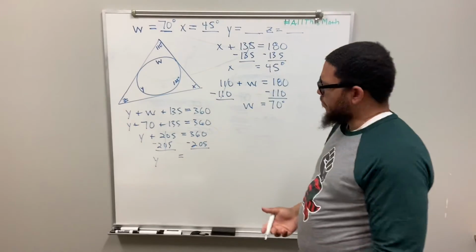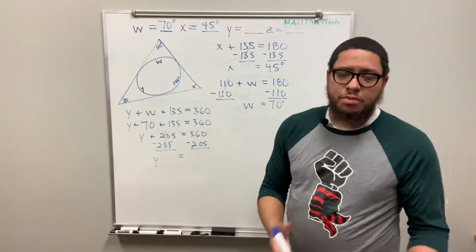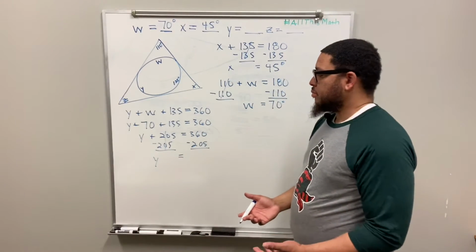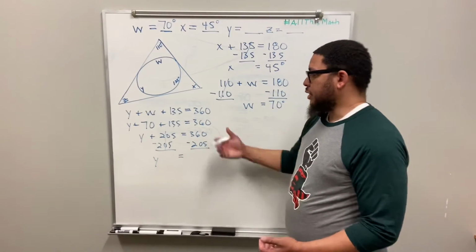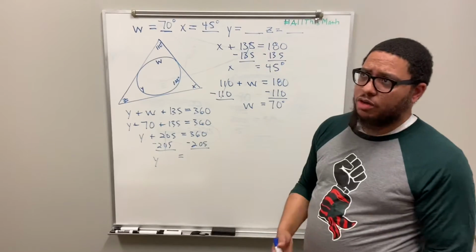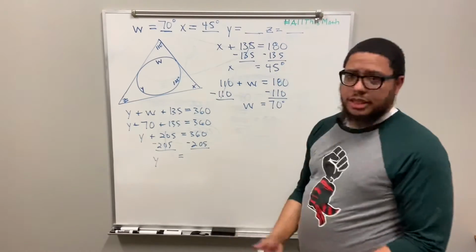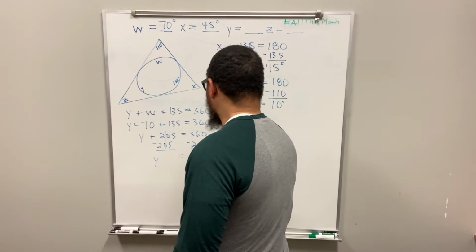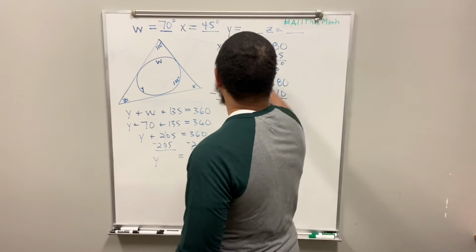So it's just like money. You had $360 and you bought some sneaks that cost 205, right? Let's see what you do. 360 minus 200. I'm going to just take 200 off. That's going to give me 160, and then take another 5. That's 155. So Y equals 155 degrees.